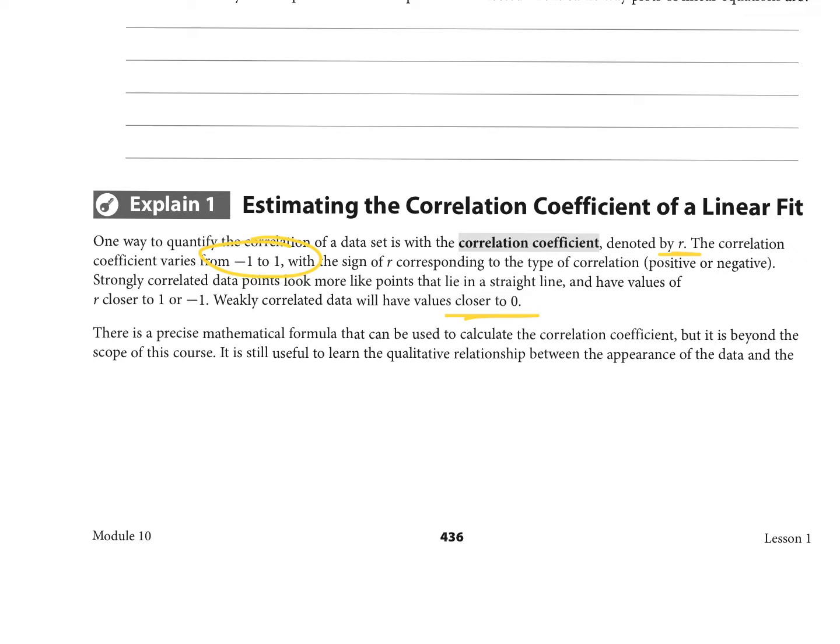The reason we do -1 or +1 is depending on how the scatter plot is laid out. So is it going down or is it going up? If it's going up, then we want the value close to 1. Going down, we want it close to -1.